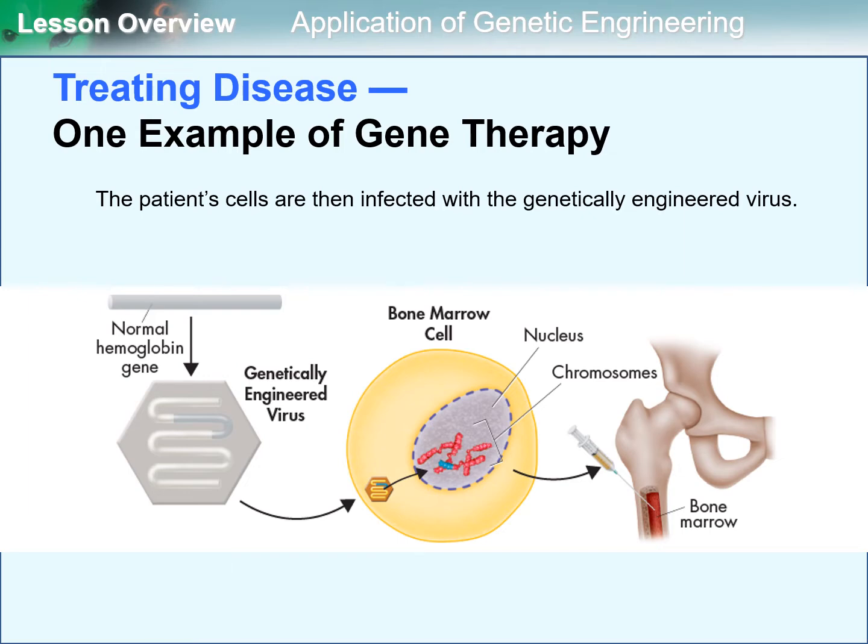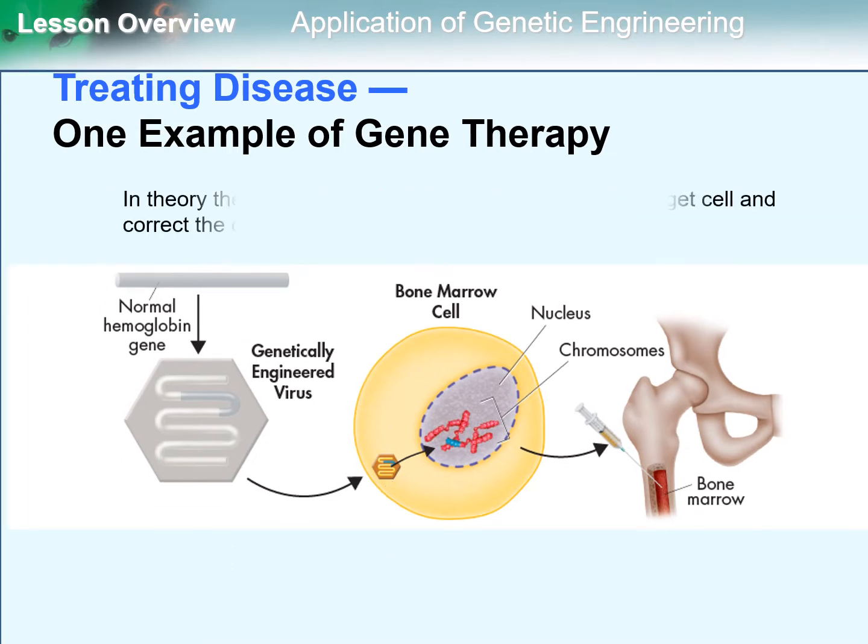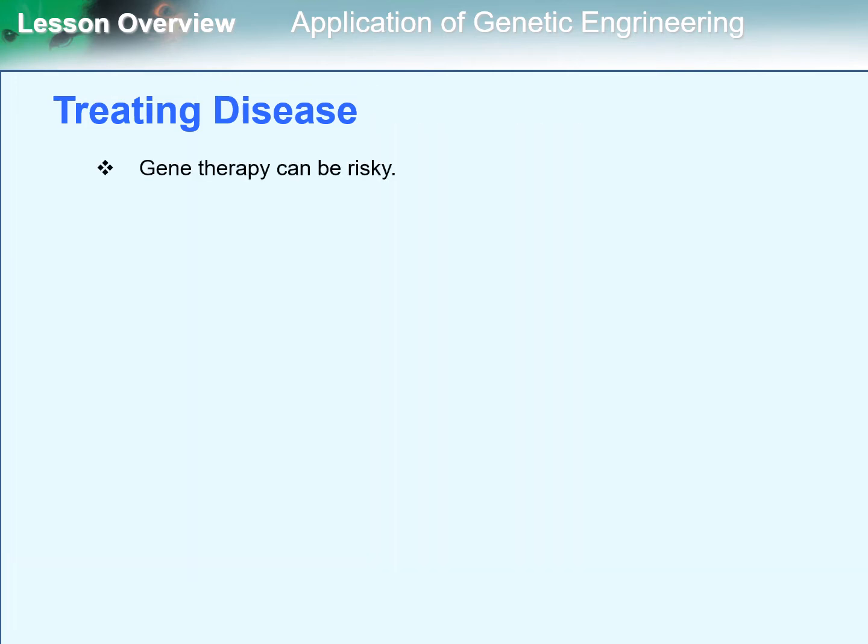The patient's cells are then infected with the genetically engineered virus. Here is a virus. It has inserted its DNA into the patient's cell. In theory, the virus will insert the healthy gene into the target cell and correct the defect. But gene therapy can be risky.